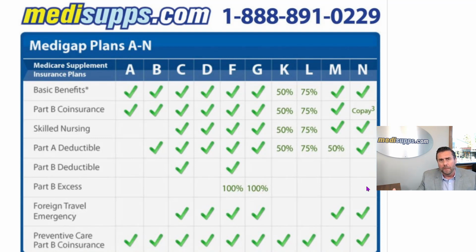Again, very rare, could come up, but extremely rare on Plan N. Just ask your doctor if they take the assigned rates for Medicare.